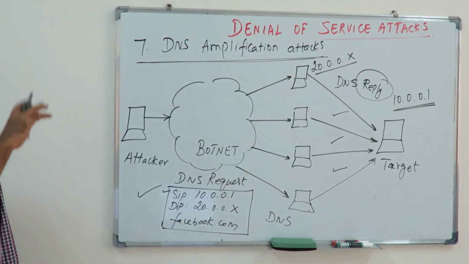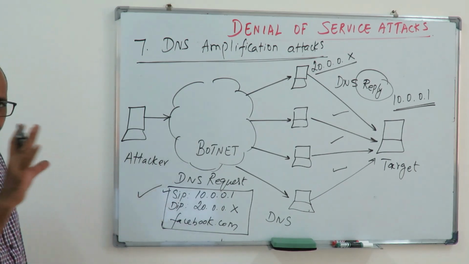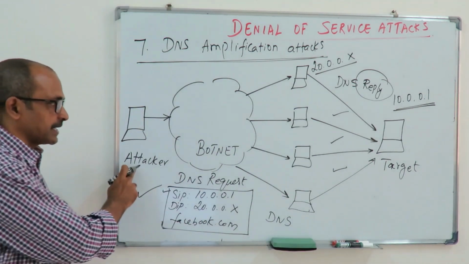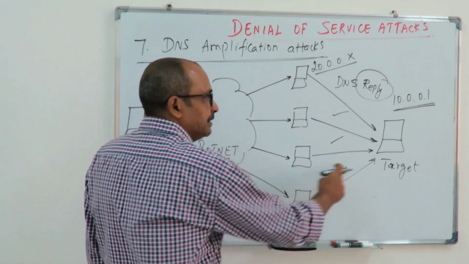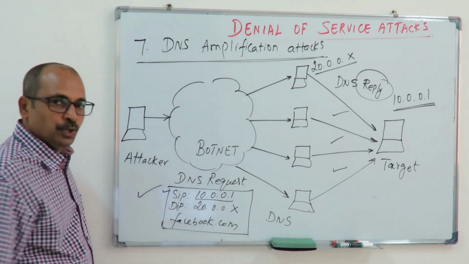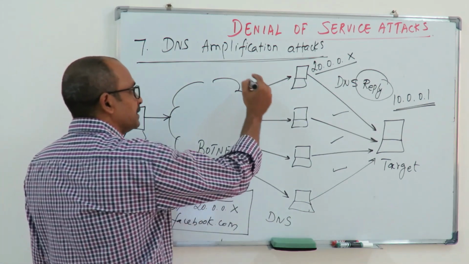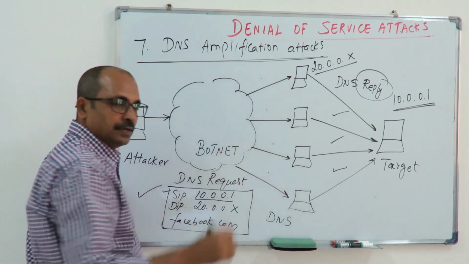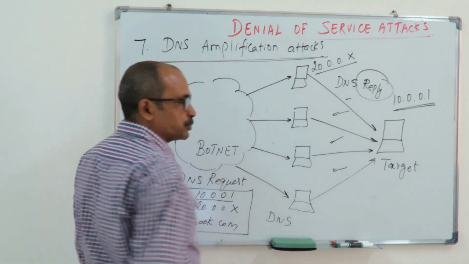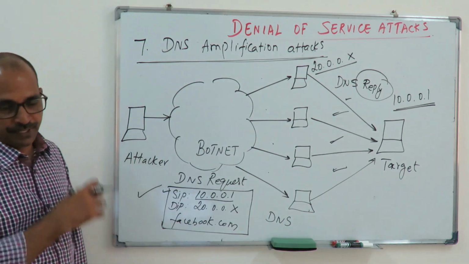Just a conclusion, or a summary I can say: there will be 4 entities: attacker, botnet, DNS machines, then target. Here also you are going to use the concept of IP spoofing only. The IP address of the target will be fixed here. The request packet is going to be small in size. The response packet is going to be big, up to 4000 bytes. So this is how the DNS amplification is working.